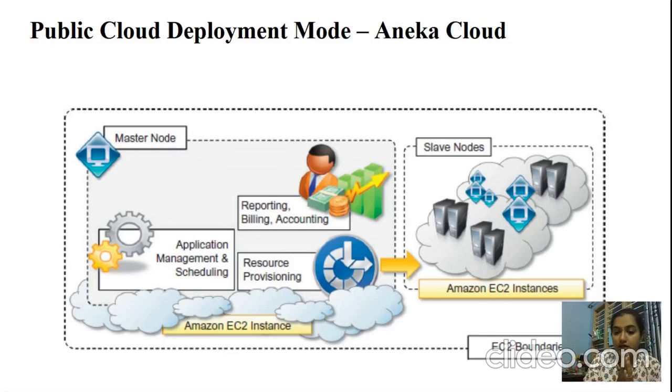So the first boundary, what you are seeing here, is the Elastic Cloud 2 boundaries. Inside of the Elastic EC2 boundaries, we have a master and a slave node. In order to have communication, the master node and the slave node are embedded with the Amazon EC2 instances. These are actually the foundations for them to work.